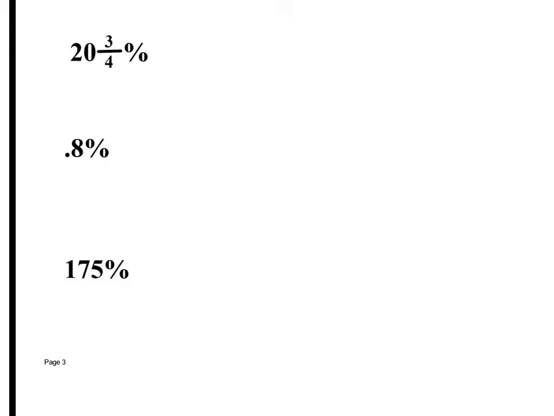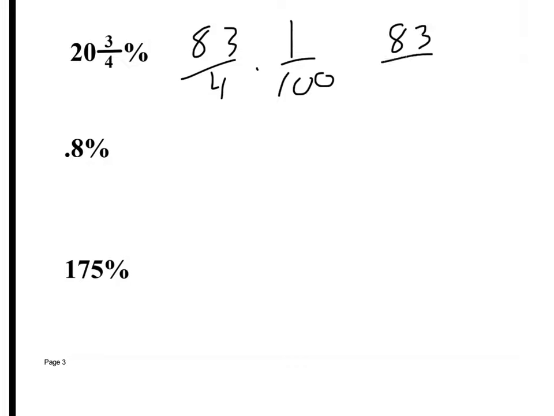All right, like I said, if you're changing a percent to a fraction, and you already have a fraction, the easiest thing to do is write this as an improper fraction. So 20 times 4 is 80, plus 3 is 83 over 4, and then times it by 1 over 100, which is, again, the same thing as dividing by 100. There's nothing that reduces, so you multiply across. This is your answer, 83 over 400.